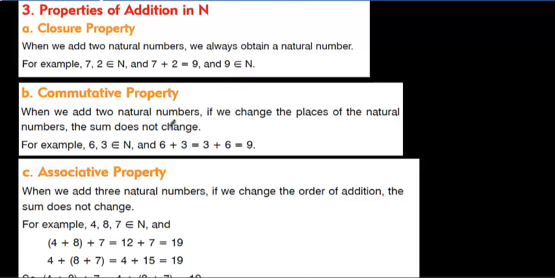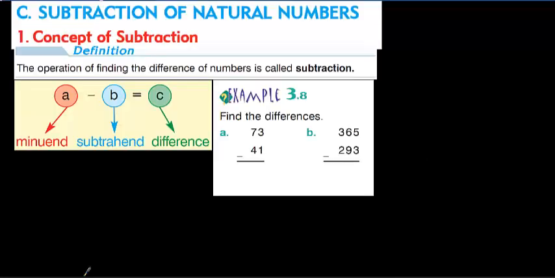So addition is closed. Commutative means you may interchange the numbers. 6 plus 3, 3 plus 6, they give the same result. And associative property means you can group the terms. So 4 plus 8 plus 7 can be written as 4 plus 8, which is 12, 12 plus 7 is 19. Or 8 plus 7 is 15, then 15 plus 4 is 19, and this property is called associative property.